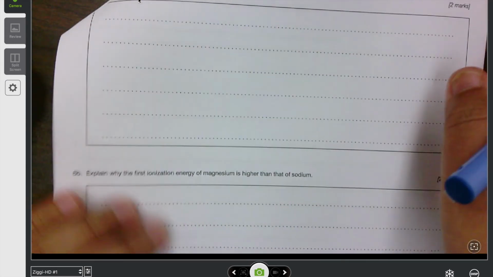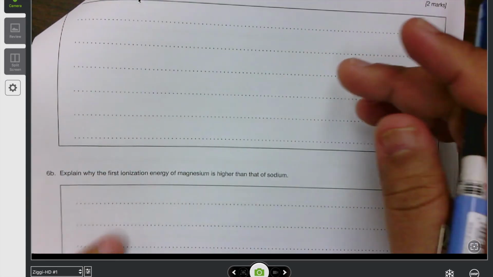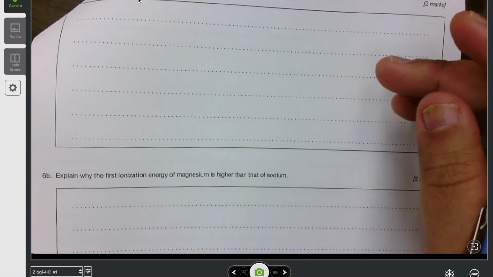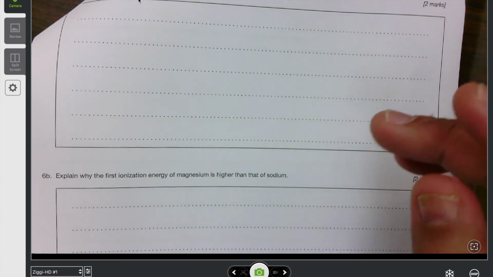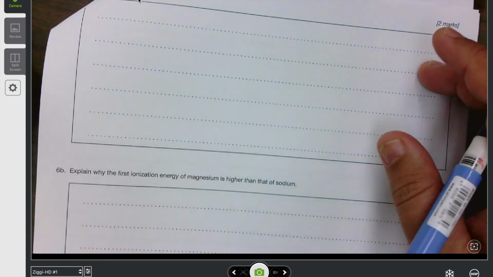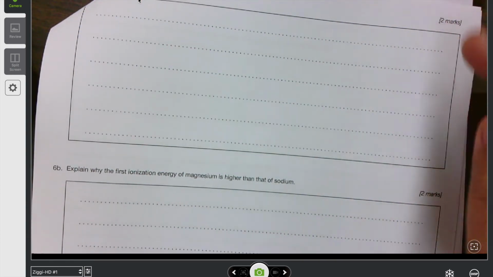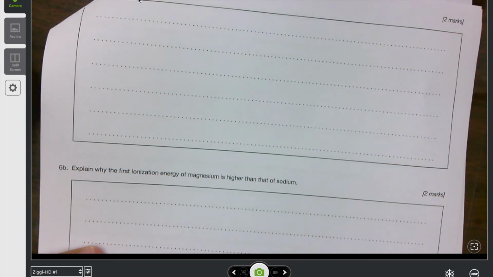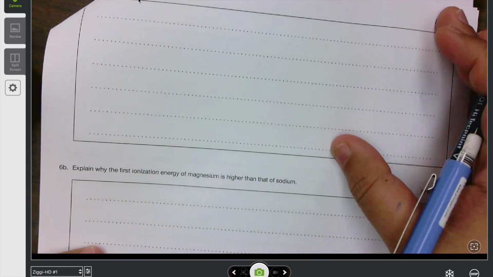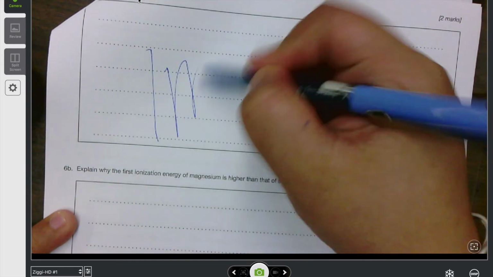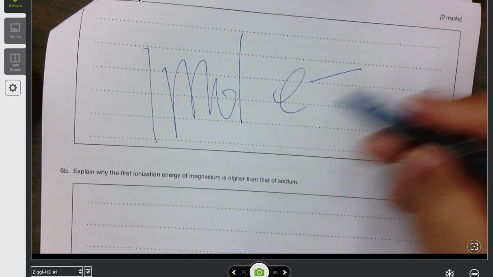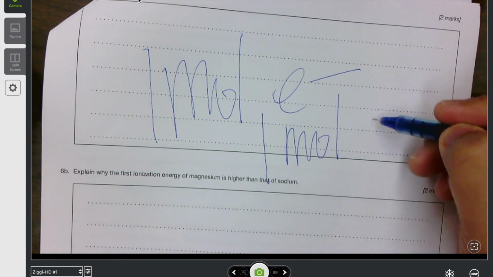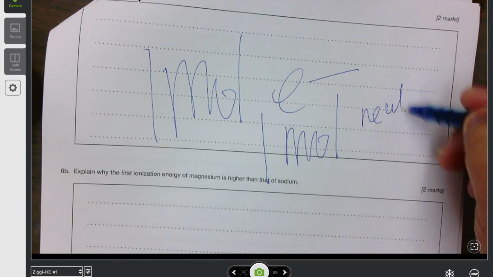First ionization energy, I'm also sad. Only one person got it correct. Bailey got it correct, right? Very good, Bailey. Guys, I said you're going to get this wrong on the test. Am I right? Yes. 1 mole of electrons from 1 mole of neutral gaseous atoms.